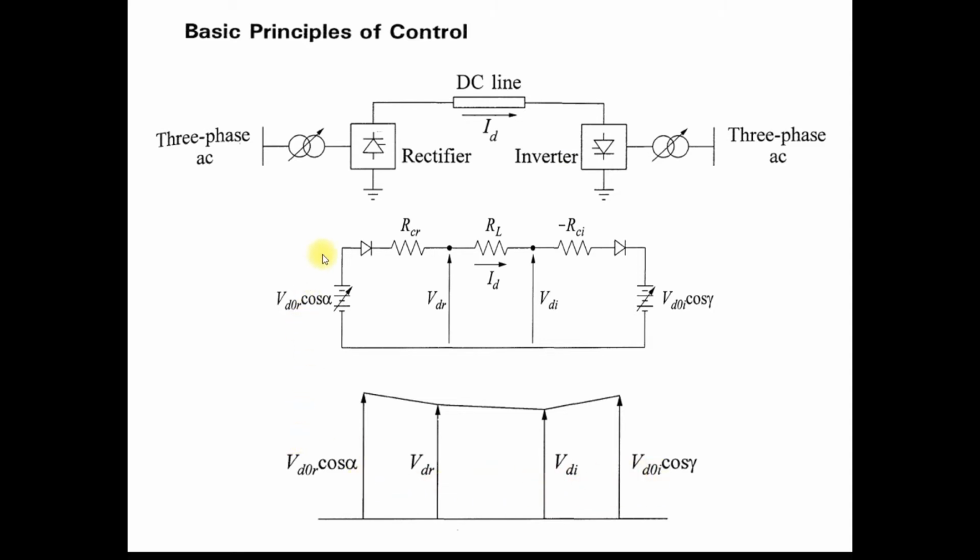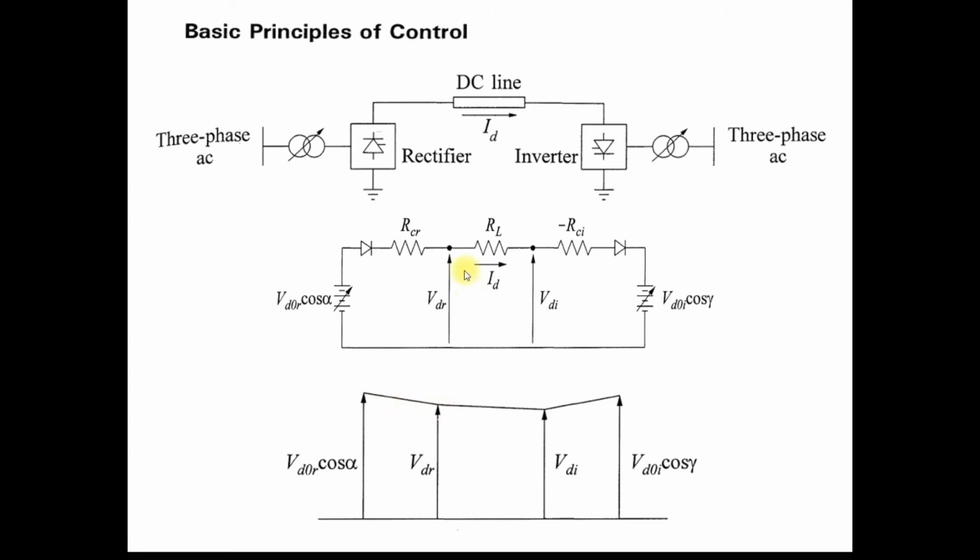Clear? So this is the equivalent circuit single line diagram, and this is the voltage profile along the HVDC transmission line. At the sending end, the rectifier side, voltage is VD0 cos alpha, less some voltage drop across this commutating resistance. As we know that commutation happens, and because of that some voltage drop is represented by this resistance RCR in the rectifier operation. So out of VD0 cos alpha, some voltage drop occurs across this resistance. Finally at the rectifier end you get the voltage VDR. So you can see that the voltage profile is reduced.